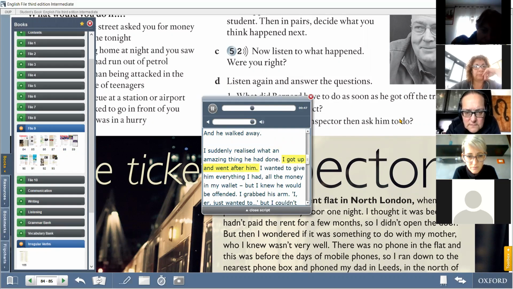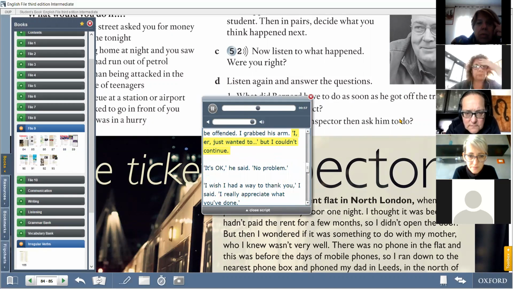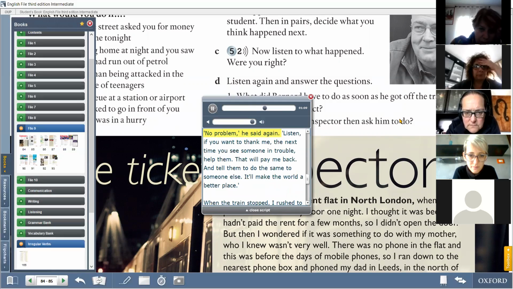I got up and went after him. I wanted to give him everything I had, all the money in my wallet, but I knew he would be offended. I grabbed his arm. "I just wanted to..." but I couldn't continue. "It's okay," he said, "no problem." "I wish I had a way to thank you," I said. "I really appreciate what you've done." "No problem," he said again.